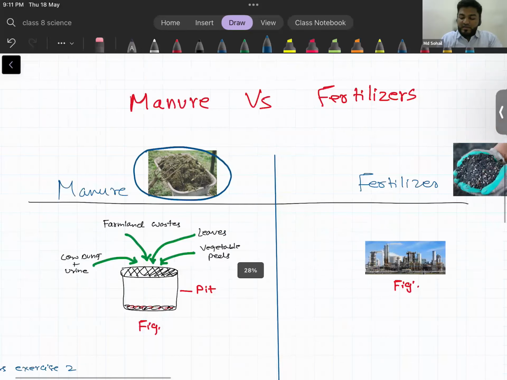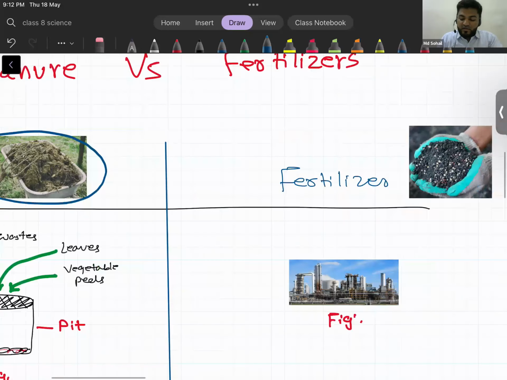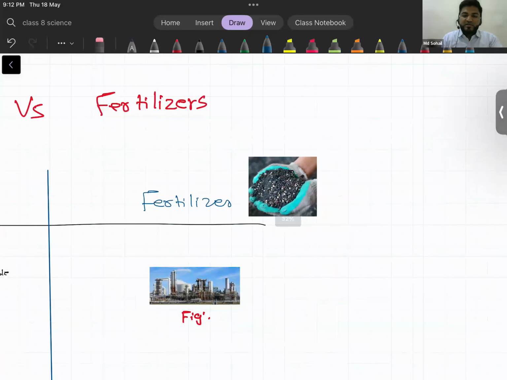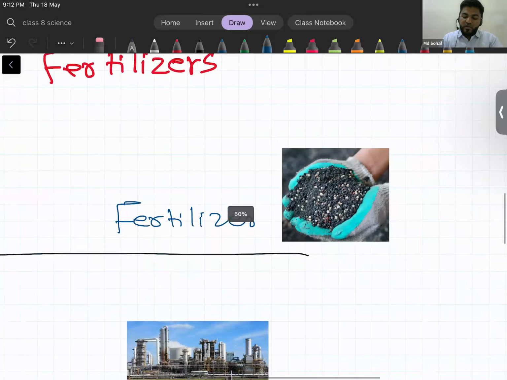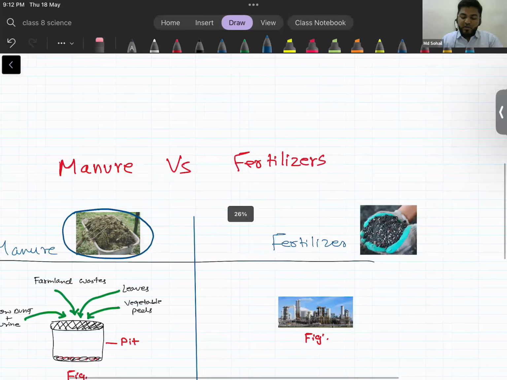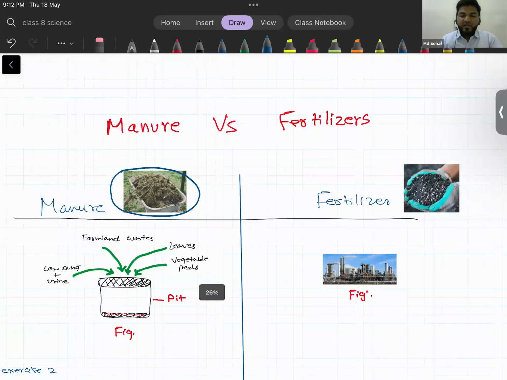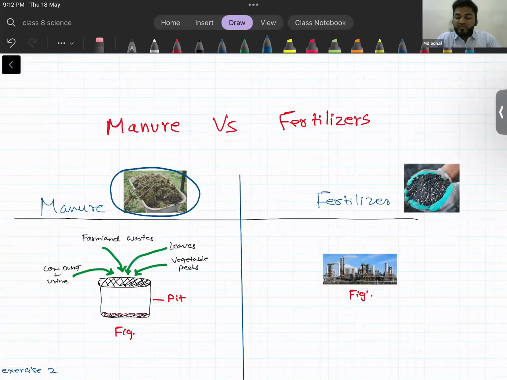And see in the next picture, you have got a picture of a fertilizer. See how minute the quantity of fertilizer this man is holding. And if you compare the nutrient content, the fertilizer will win here. Fertilizer will have more nutrients than this manure, which seems to be in bulk amount.